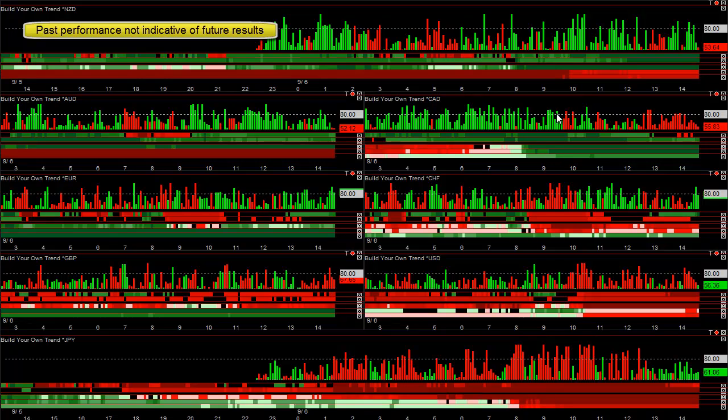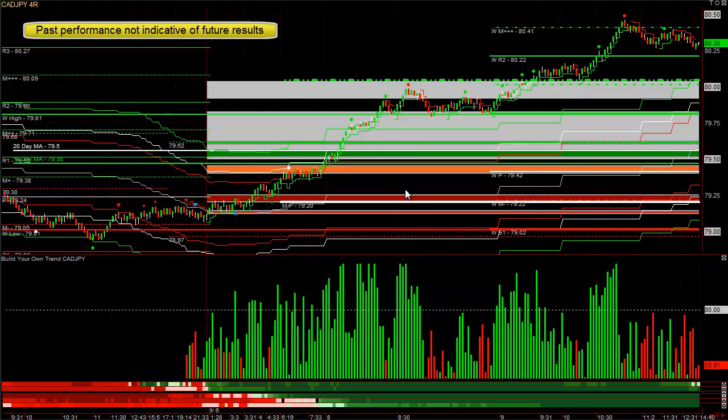The CAD was also very strong throughout the day until maybe around 11, and started to weaken off. The monthly trend shifted up, or actually was up. The weekly trend shifted up at 8. So let's take a look at buying the CAD yen. Here's 8 o'clock right here, and it just exploded up.